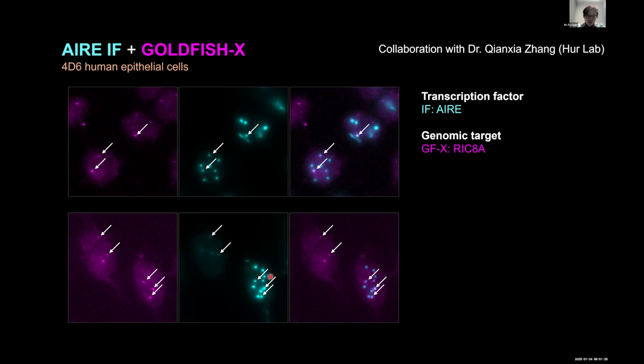So here we can see more examples, and this specific transcription factor is actually from the immune system. It interacts with multiple targets, so we only label one of the targets. For the targets that we label, we can see enrichment of the transcription factor, but there are also more puncta, presumably interacting with other different targets. So now we have shown that this new GOLDFISH X protocol has the capability to label a transcription factor and its target at the same time.